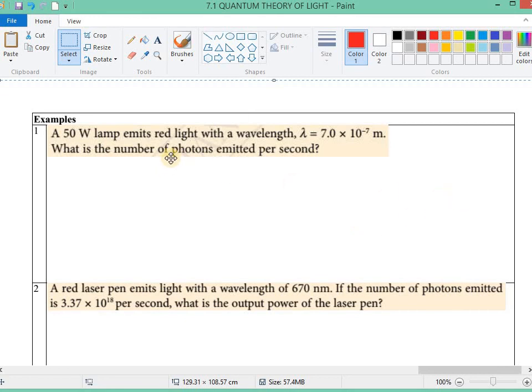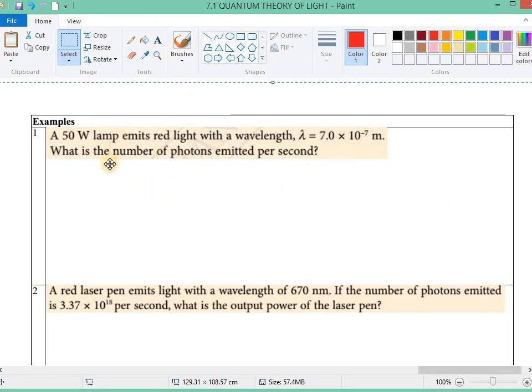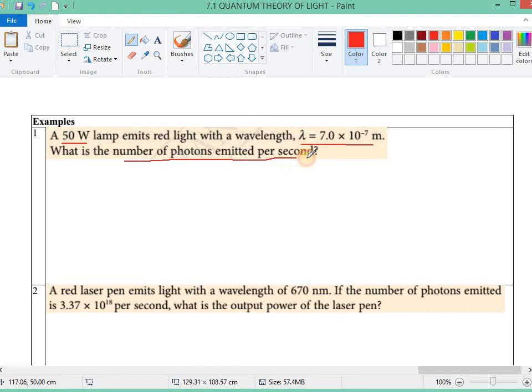Okay, let's try the examples. A 50-watt lamp emits red light with a wavelength of 7 times 10 to the power of negative 7 meter. What is the number of photons emitted per second? That means they want us to calculate the value of n.